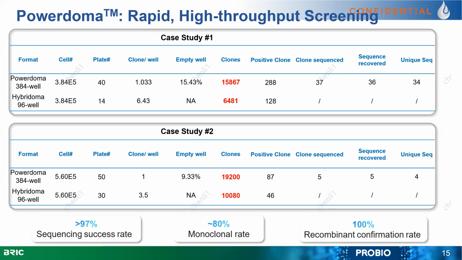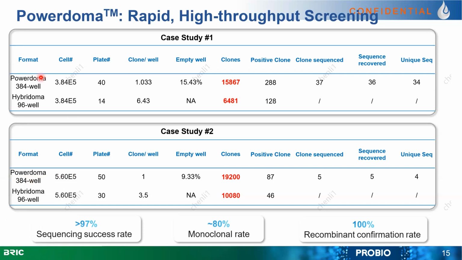So we're talking about the ProBio platforms. We actually did 2 case studies to compare the screening efficiency between the traditional hybridoma platforms versus the ProBio approach. In each of these cases, we started with equal amounts of plasma B cells between these 2 different approaches.